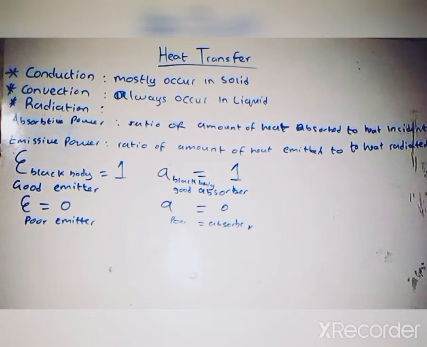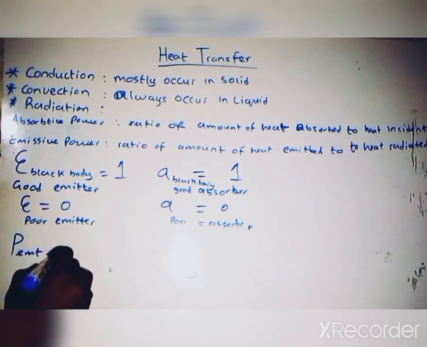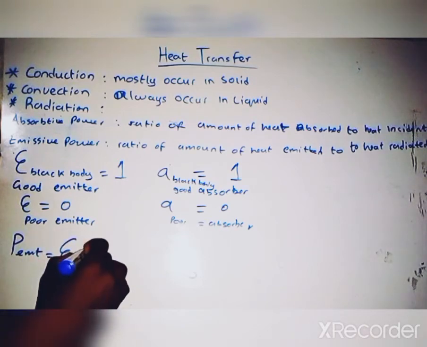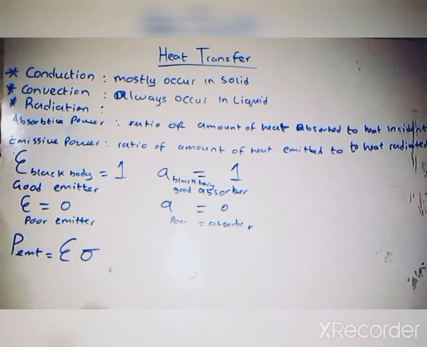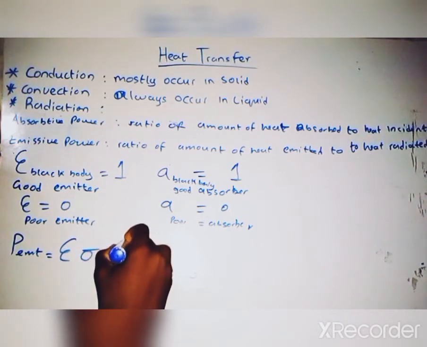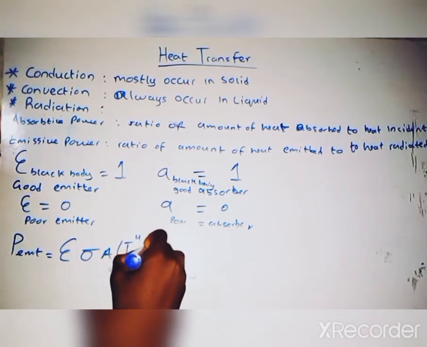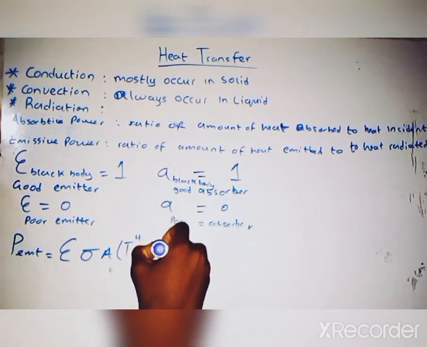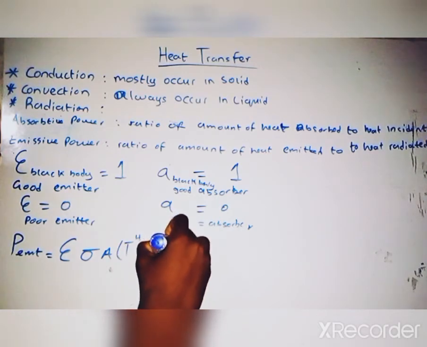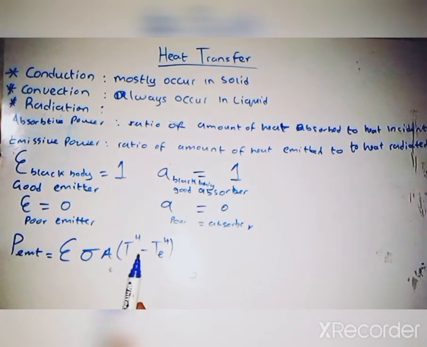So now we have the reversed law. Power emitted is equal to emissivity times sigma times area times T raised to power 4 minus Te raised to power 4. As you all know, Te is the temperature of the environment, and the ordinary T is the absolute temperature.